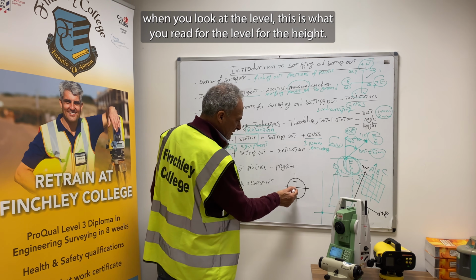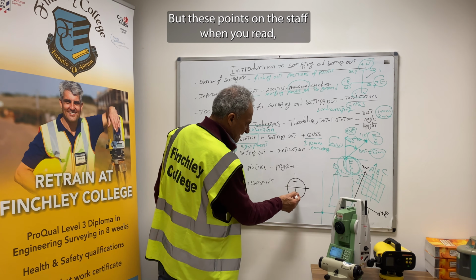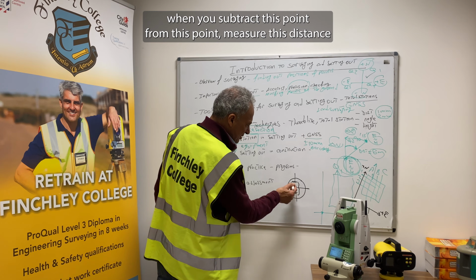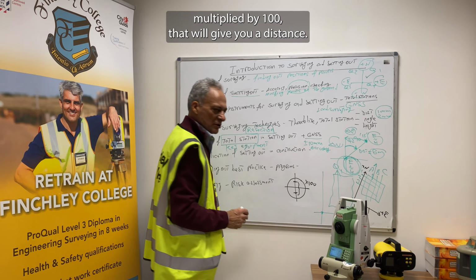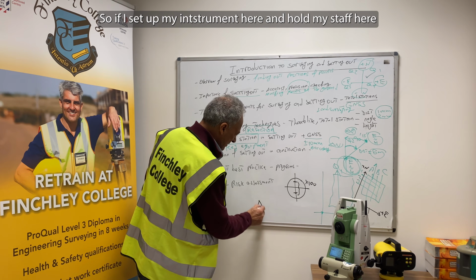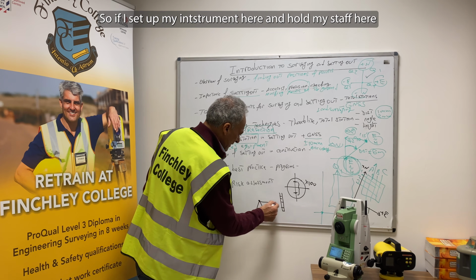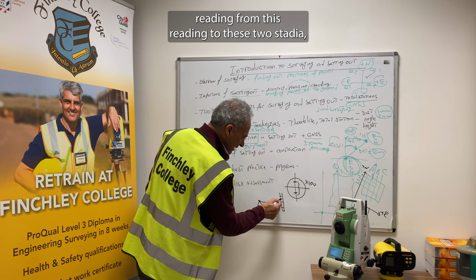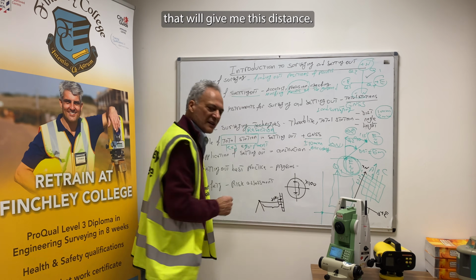When you look at the level, this is what you read for the level, for the height, but these points on the staff, when you subtract this point from this point, measure this distance, multiply by 100, that will give you distance. So if I set up my instrument in here, and if I'm holding staff in here, and if I subtract this reading from this reading, which are these two stadia, they call it stadia lines, and multiply by 100, that will give me this distance.